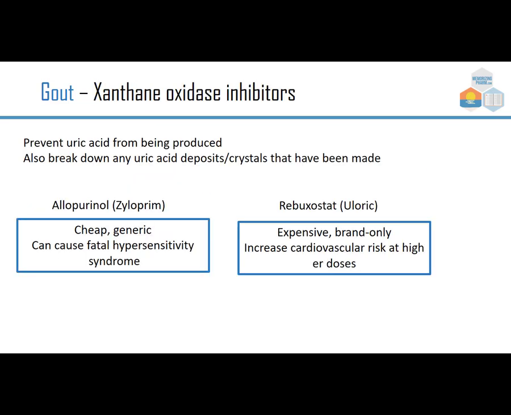Last one are the xanthine oxidase inhibitors, so they prevent uric acid from being produced. They also break down any uric acid deposits or crystals that have been made. So allopurinol, or Zyloprim, is a cheap generic that can cause fatal hypersensitivity syndrome. And then febuxostat, which is Uloric, is expensive, brand only, and has increased cardiovascular risk at higher doses.